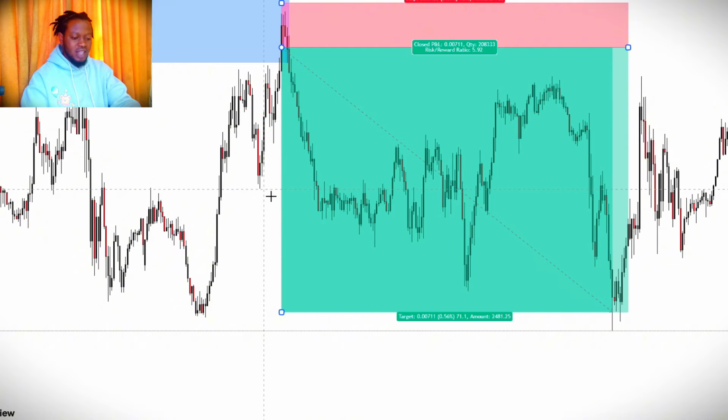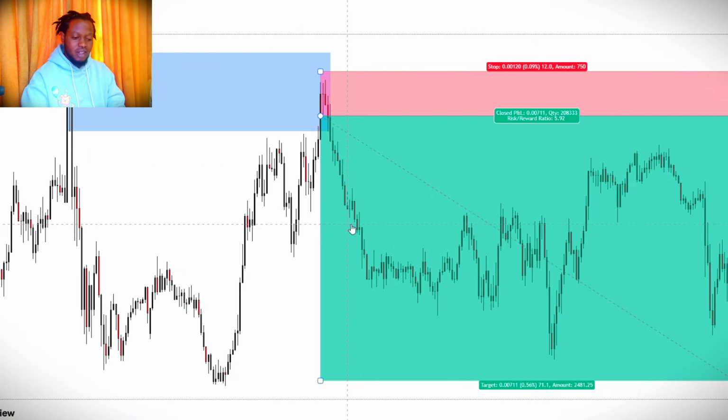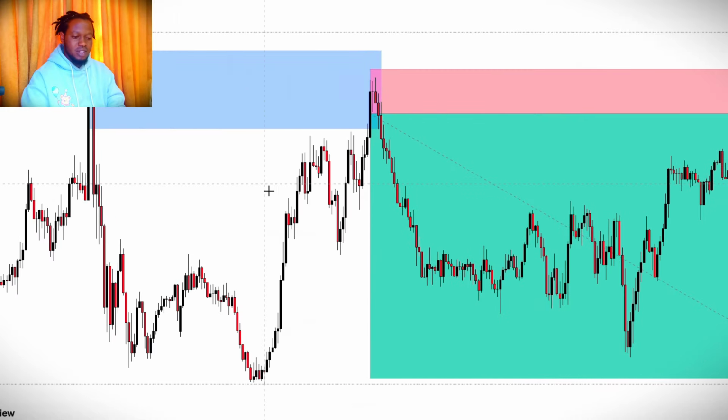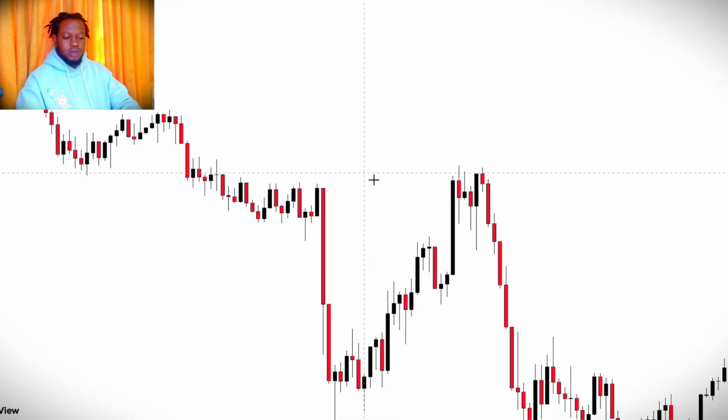So lastly, let me show you another valid order block. So you see that this order block strategy works. It's not that I'm just here yapping to you. Forget the fact that I'm just analyzing the chart just like this. These things work. This is back testing.